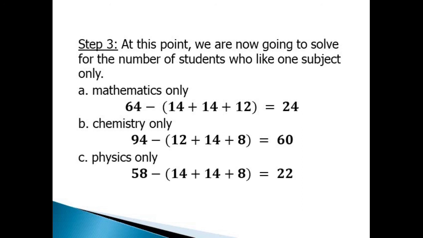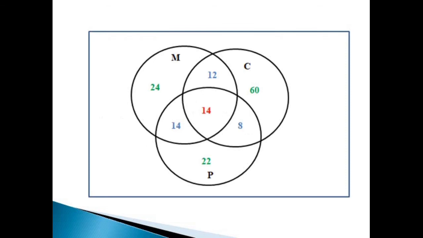And for physics only, we have 58 minus the sum of 14 plus 14 plus 8. So the answer is 22. So filling it out on our Venn diagram, this is how it would look like.